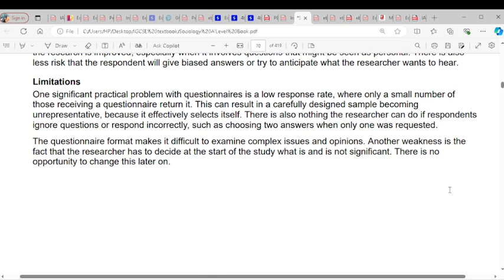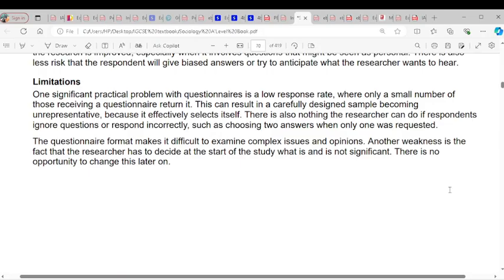Another problem is giving a wrong response, and then you're not getting the right answer, such as choosing two answers when only one was requested. So you have A, B, C, D. You're supposed to choose A. You choose A and B. That gives a wrong choice of answer. That gives a wrong response.